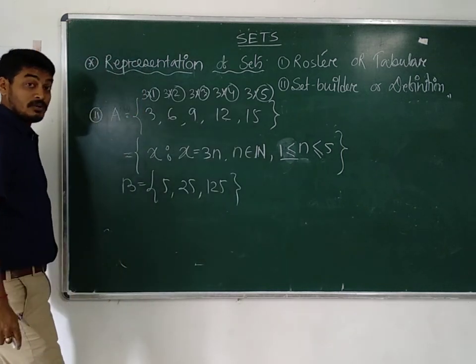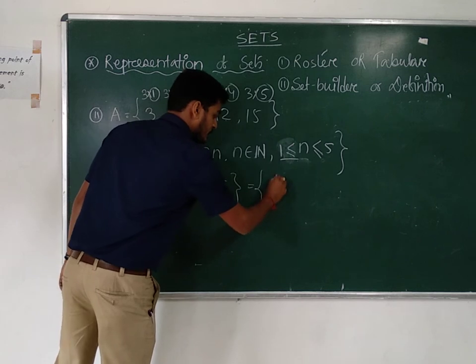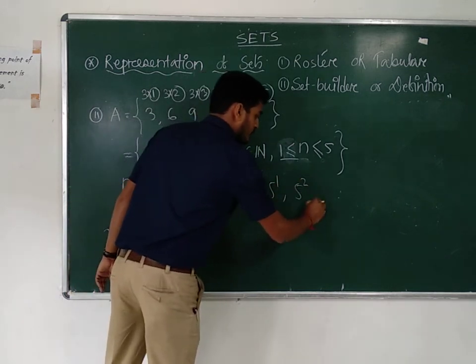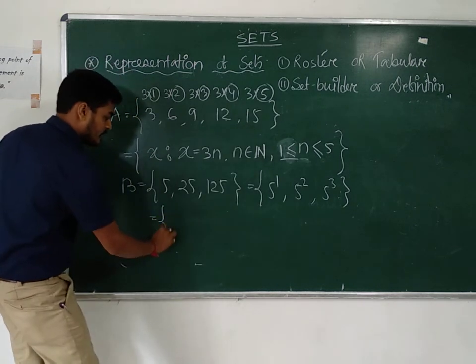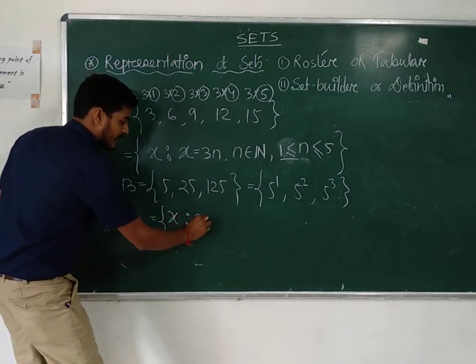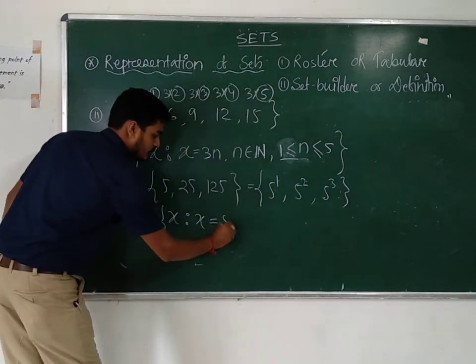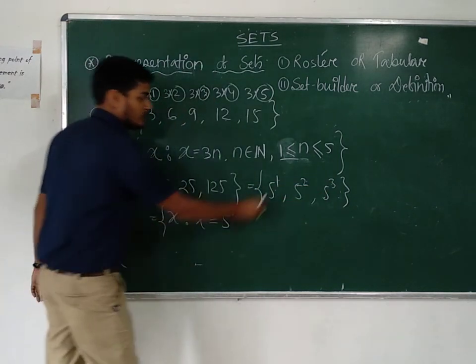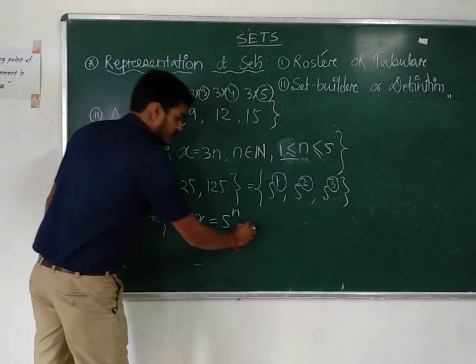So all are multiples of 5, not only multiples. So that means 5 square is nothing but 5 cube. So to represent it, we will consider a symbol x. What is x? x = 5 to the power n.